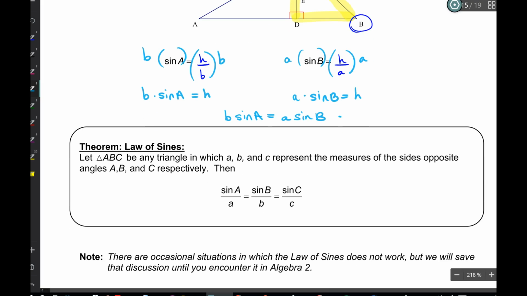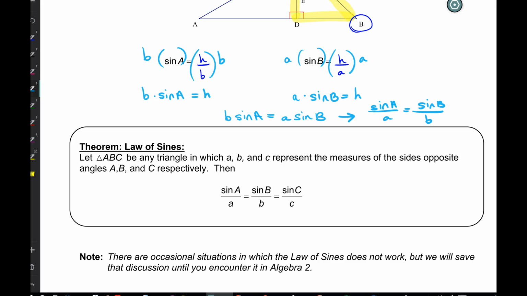Which actually results in this proportion. So in other words, if I take both sides and I divide by A and B, I would get this proportion. Now, why is this significant?